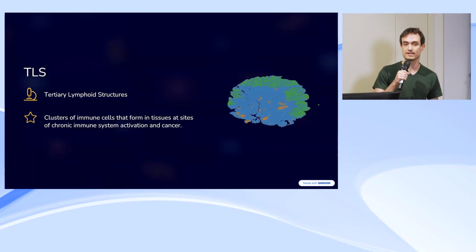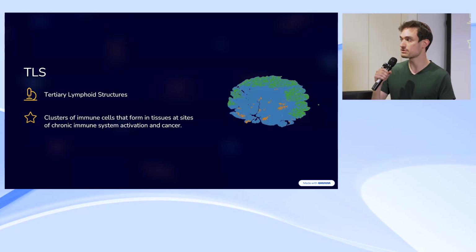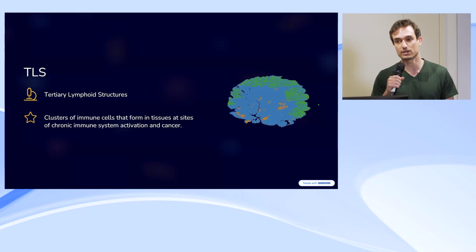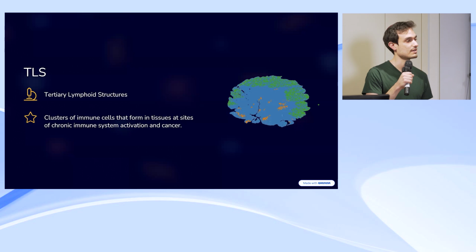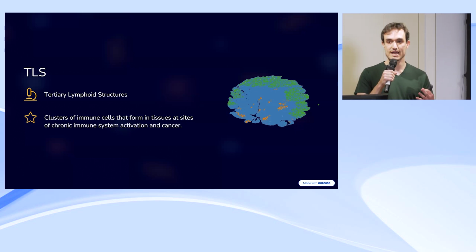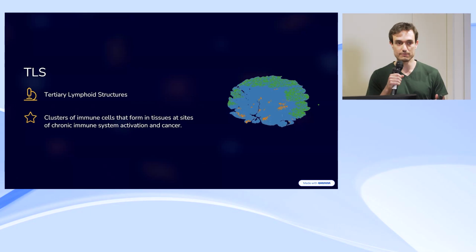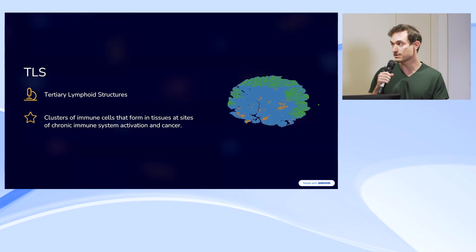And so what were we studying? We were studying things called TLS structures, Tertiary Lymphoid Structures. What are these? These are clusters of immune cells that form near a tumor, and they function as advanced outposts of the immune system when it's fighting the cancerous growth, when it's fighting the tumor.